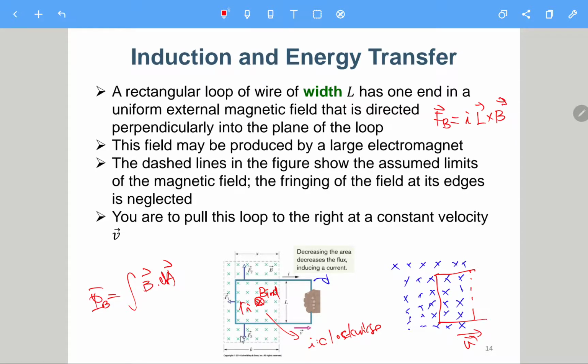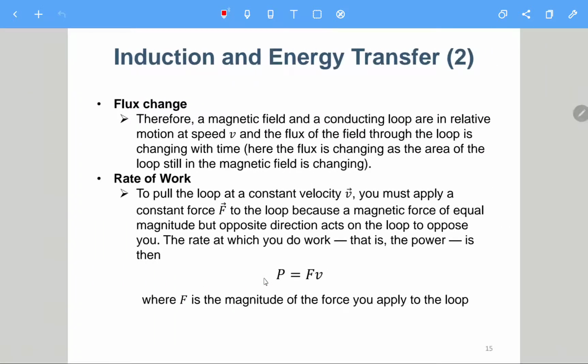So actually, F2 and F3 have the same magnitude and point in opposite directions, so that they cancel each other. However, this F1 will point to the left side. So when you try to pull it to the right side, there will be a force pointing to the left side. So you need to do work to really pull this thing out.